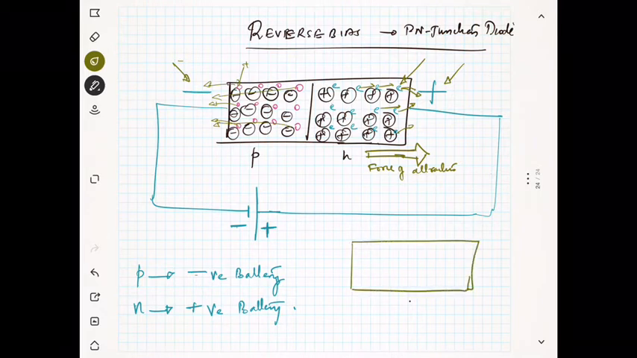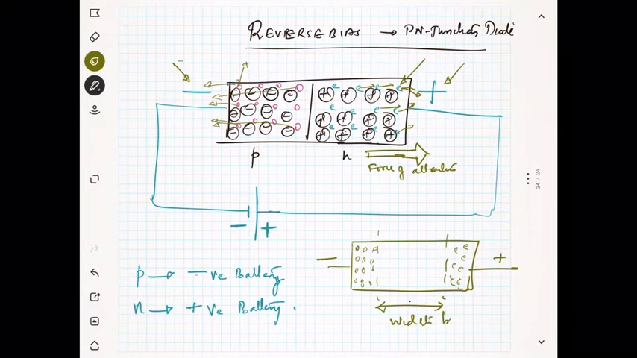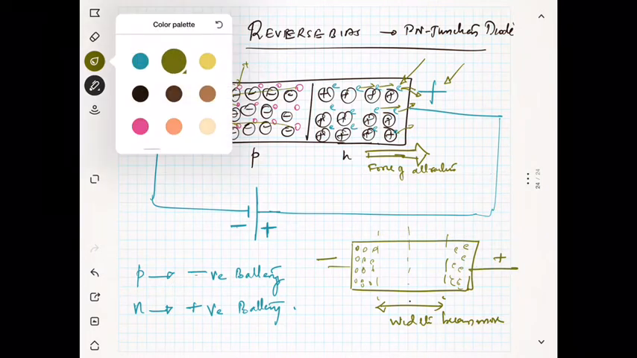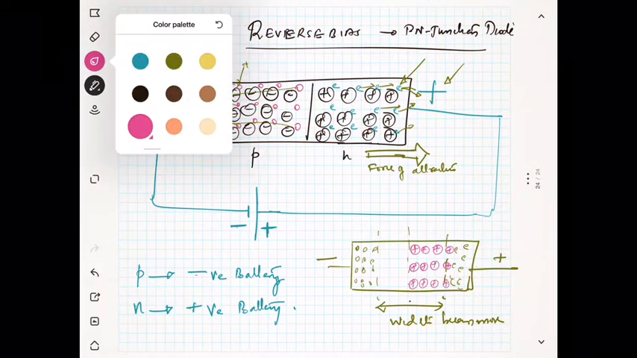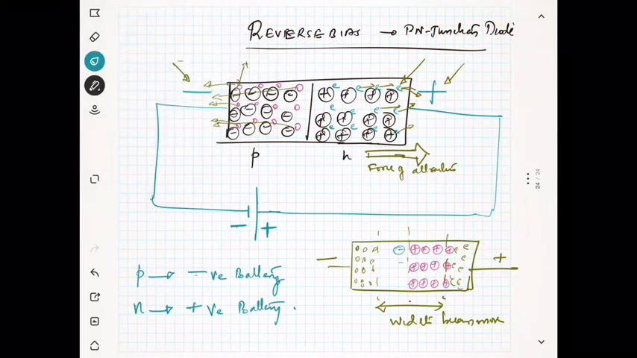You can see here the holes. I will show only the holes. The holes will come and accumulate at this region. Next, because of the negative charge and the positive charge, the electrons will come and accumulate in this region, and you can see the width of the space charge region becomes more. Width becomes more means what? In the space charge region, only ions will be there. There are no free charges actually. You can see here this is positive, positive, positive, and similarly negative, negative, negative.